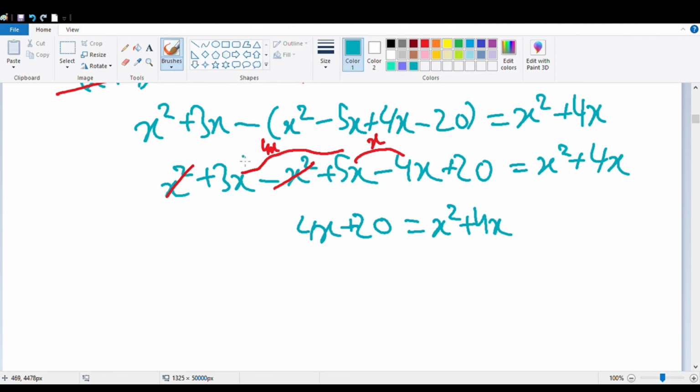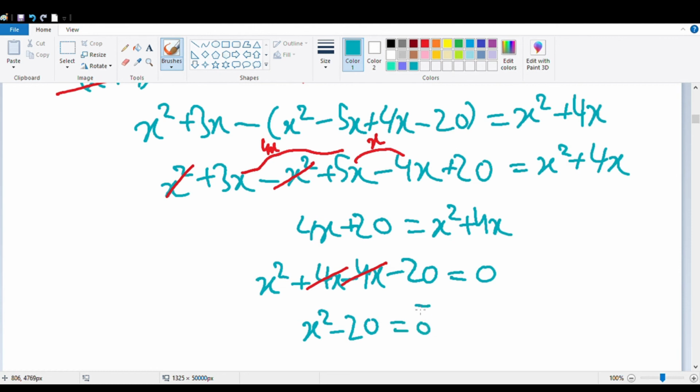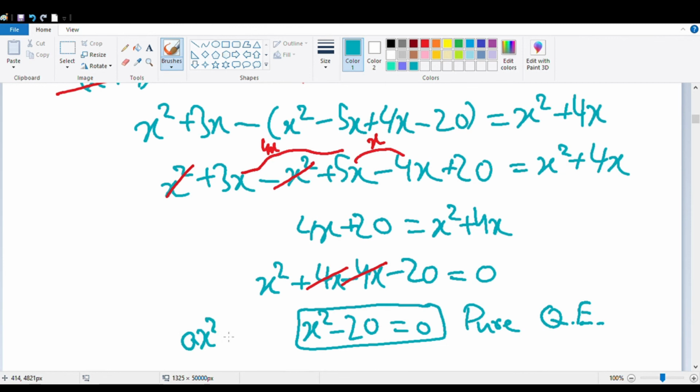Anyway. So sending 4x plus 20 to the right hand side, we get x squared plus 4x minus 4x minus 20 is equal to 0. This 4x and this 4x cut out, and we get x squared minus 20 is equal to 0. Once again, we have a pure quadratic equation because we have no b, or in other words, b is equal to 0. It's also in the form ax squared plus c is equal to 0. And actually, it has to be.